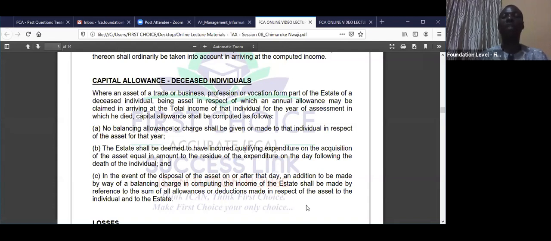So the tax written down value is what is deemed to be the amount of acquisition. In the event of the disposal of the assets on or after that day, an addition by way of balancing charge in the computing of the income of the estate shall be made by reference to the sum of all allowable deductions or allowances made in respect of the assets to the individual and to the estate. No worry, as we get into questions, you will understand what we are saying by all of this.